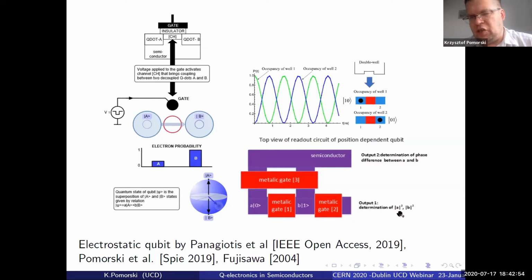So in such way, you can determine A square and B square experimentally. Or, if you lift the potential on metallic gate 3, you can cause wave packets to propagate further, and you can have this interference between A and B, and measure the difference in phase between A and B. So in that way, you can conduct the measurement of this qubit state.